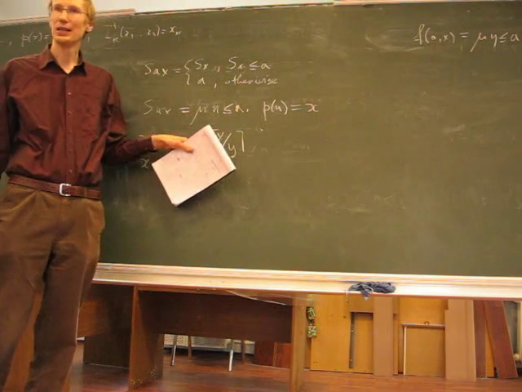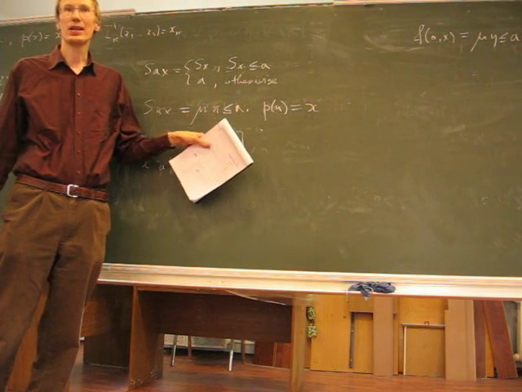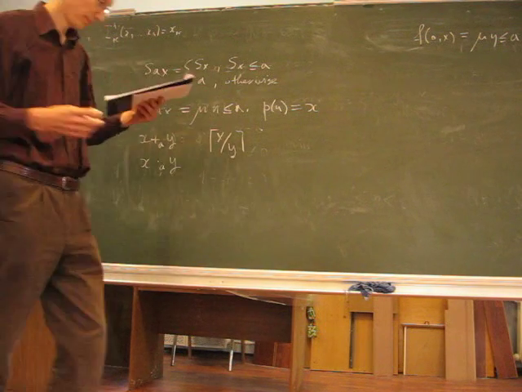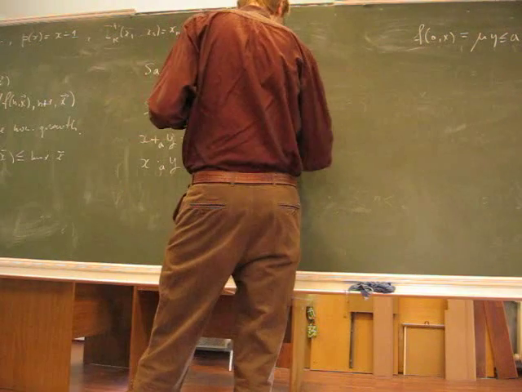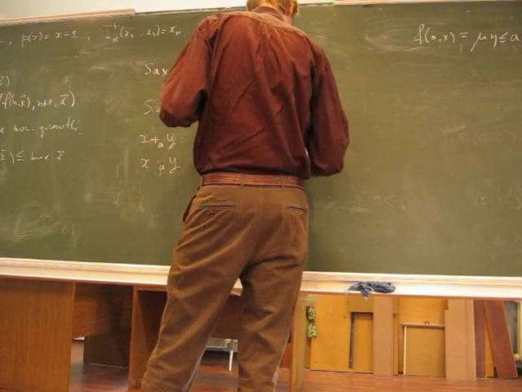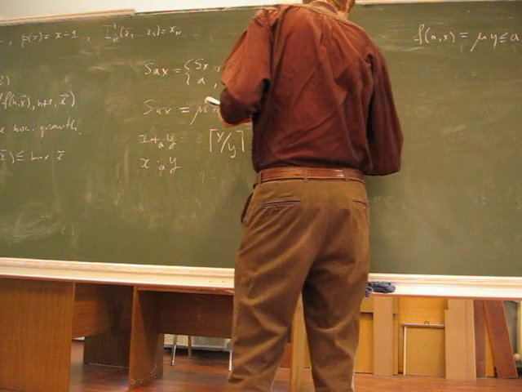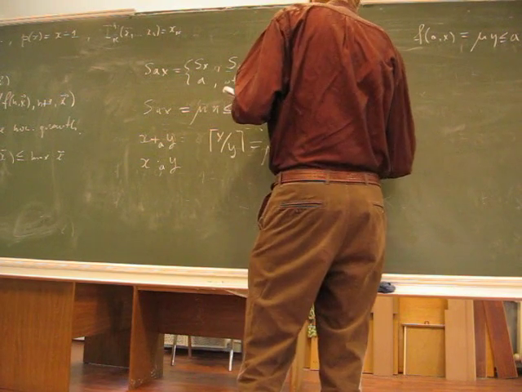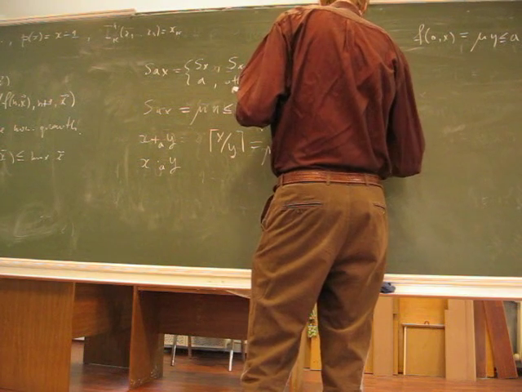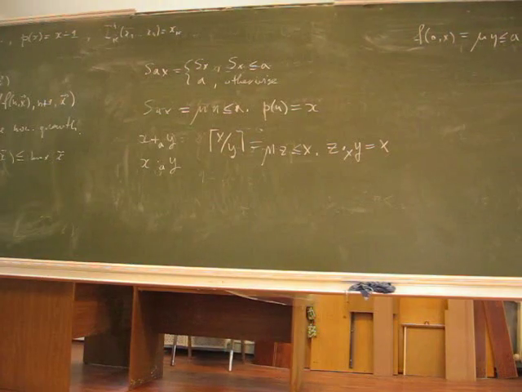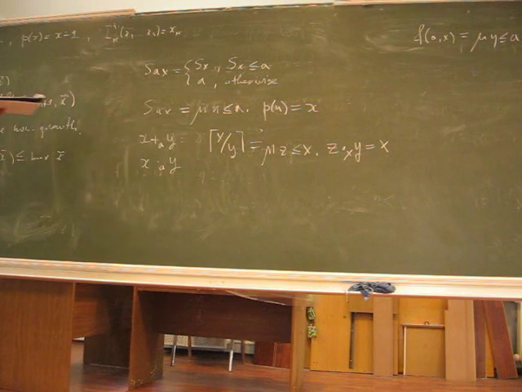Well, let's say the fraction x divided by y rounded off upwards. And that would be the minimal z smaller than x such that z times y equals x. And logarithm.